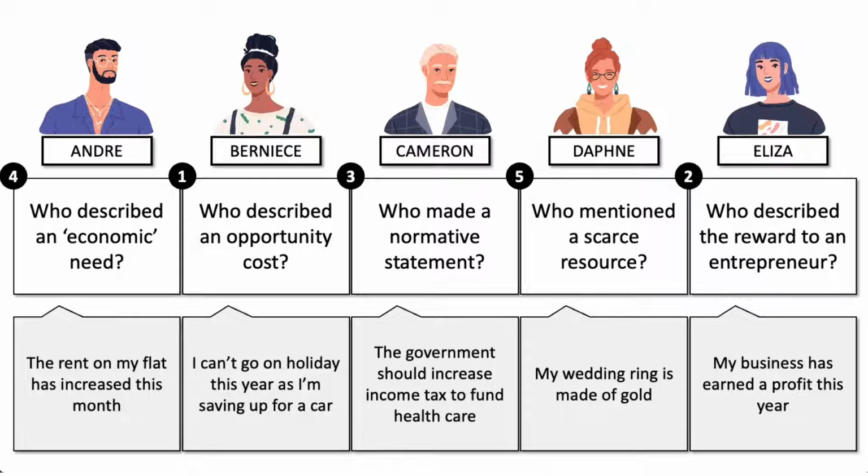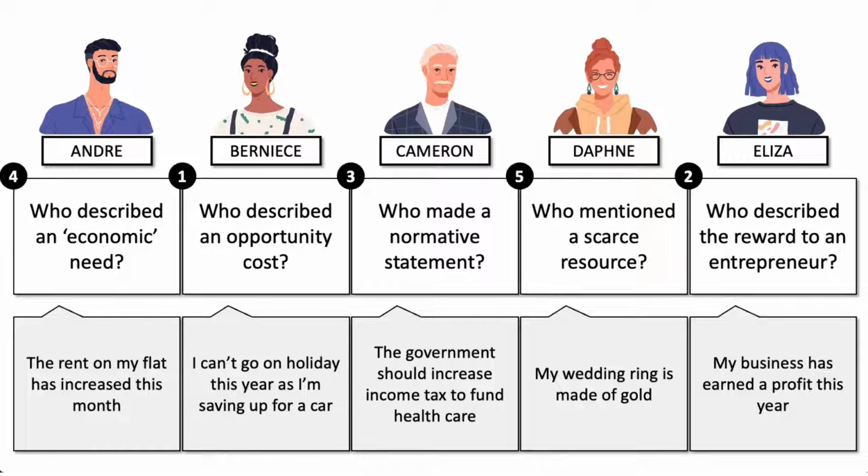So, have a little look at these now, and I reckon people did incredibly well here. So, Andre talking about his rent is describing an economic need there, isn't he, rather than a want. Bernice is talking about an opportunity cost. So an opportunity cost, the next best alternative foregone. And she's giving up a holiday because she's saving for that car.